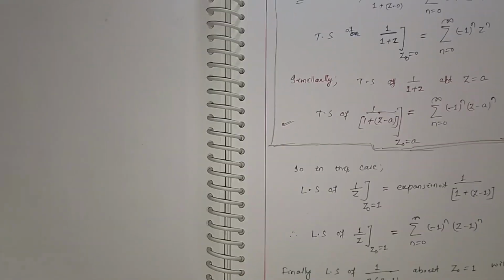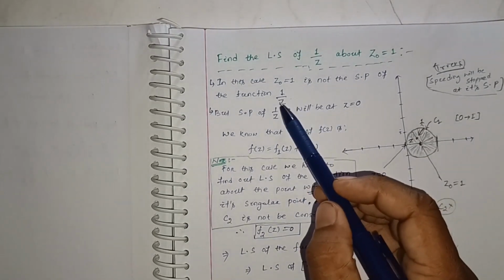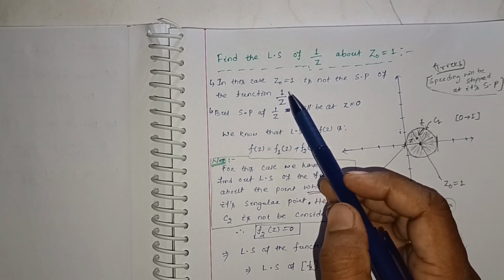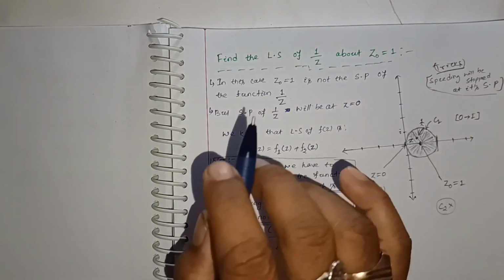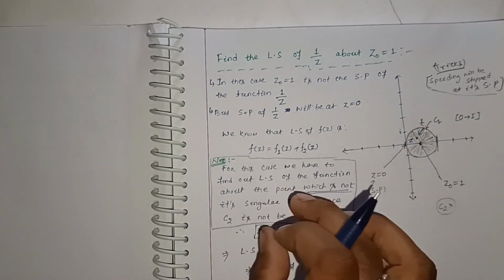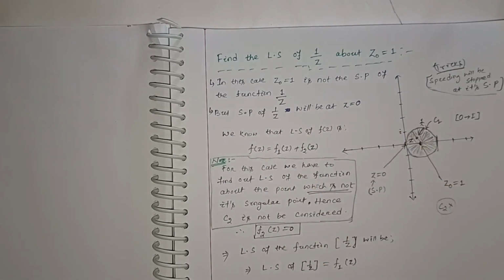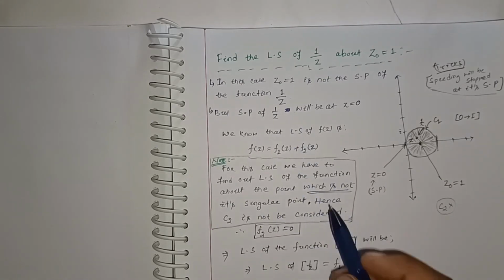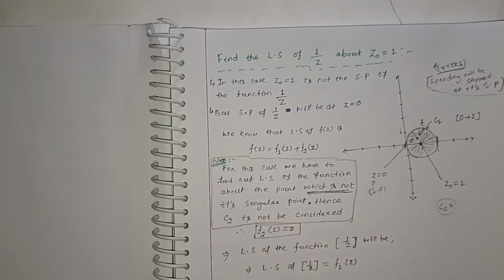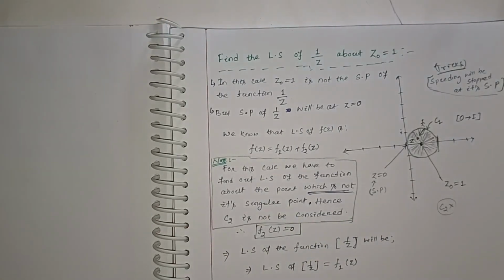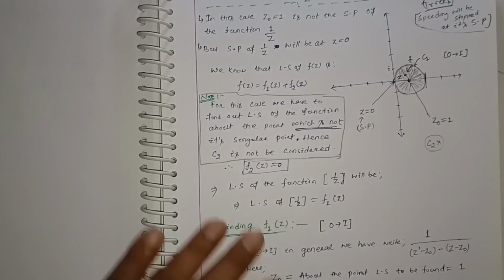Okay, as I told, we have to do this question, 1 by z, Laurent series about z0 equal to 1, by this method, and another method, the so-called Taylor series. For this question particularly, we have to find the Laurent series, but it's not a singular point. That means it is asked indirectly that we have to find out the Taylor series. Okay, so the same thing we have to write.